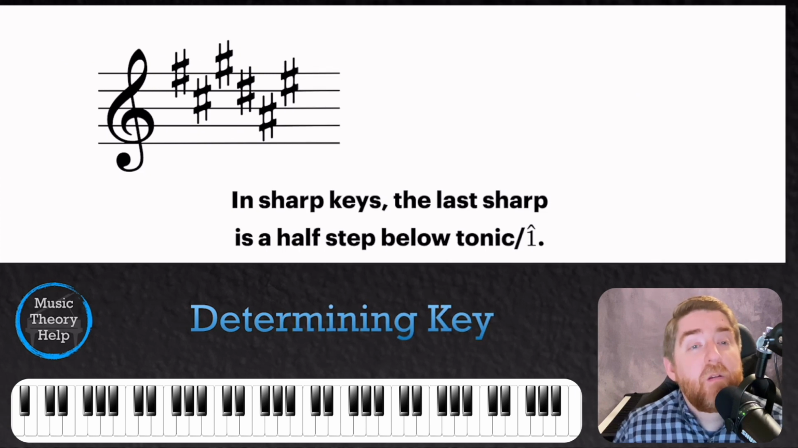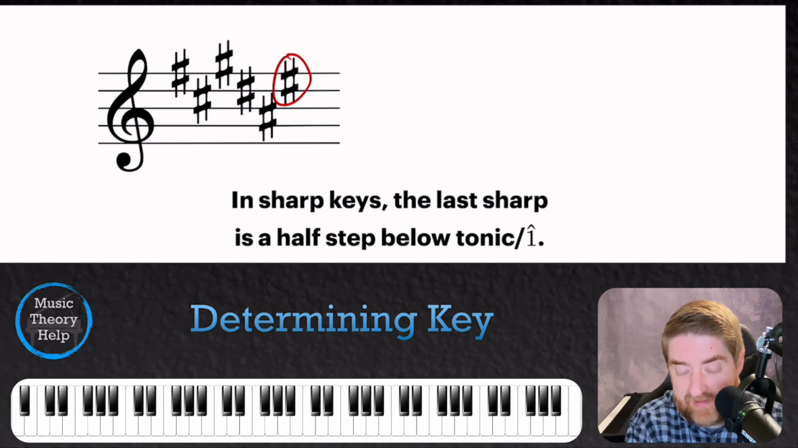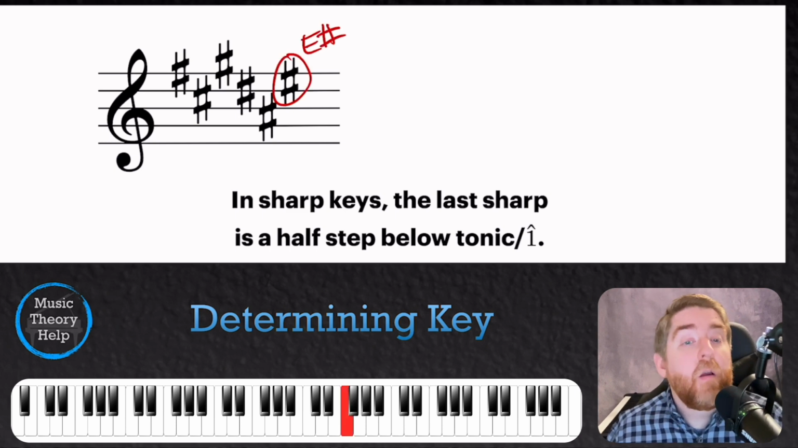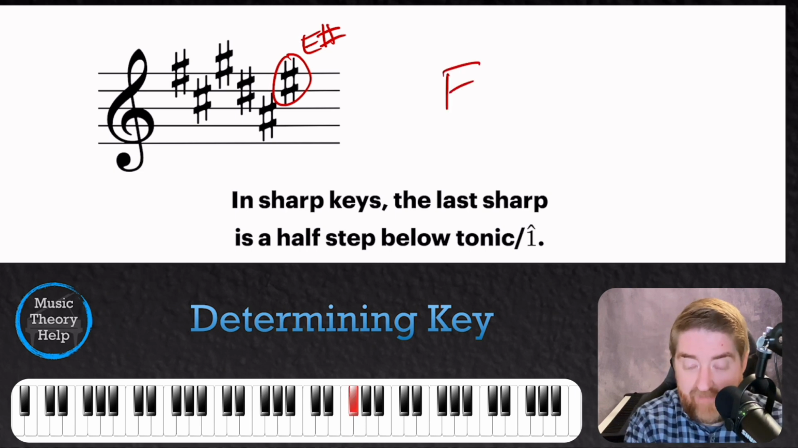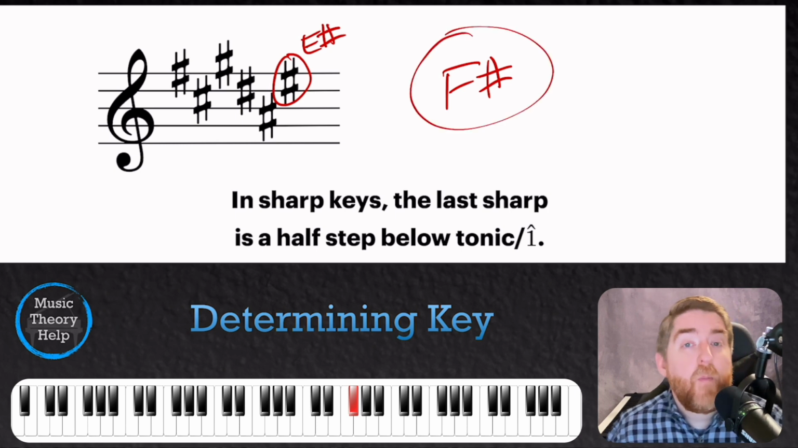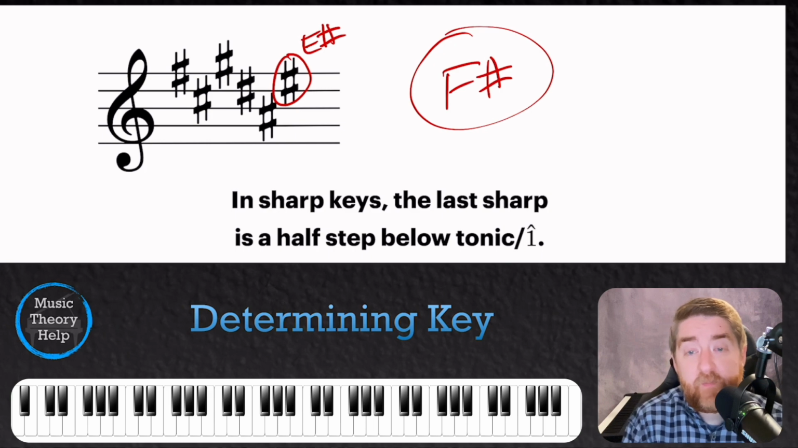Here's another one. 6 sharps. Our last sharp is E sharp. We'll remember that E sharp is enharmonic with F, and if we go up a half step, we arrive at F sharp. So F sharp is our major key for 6 sharps.